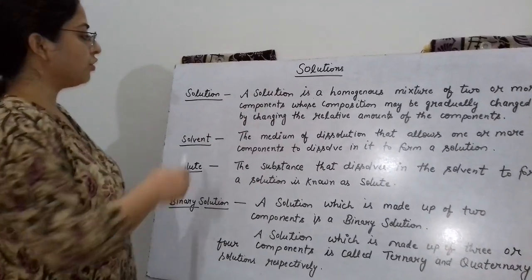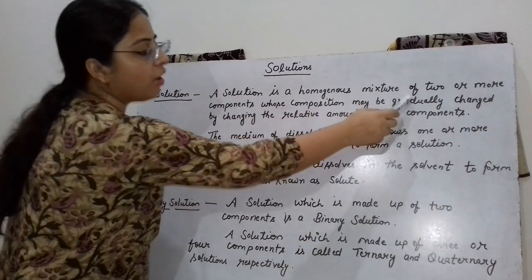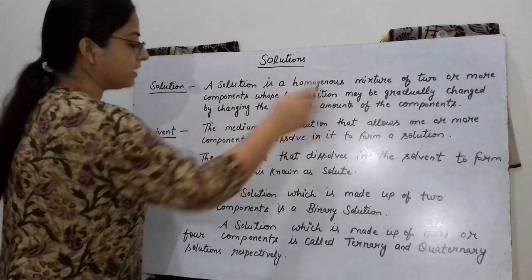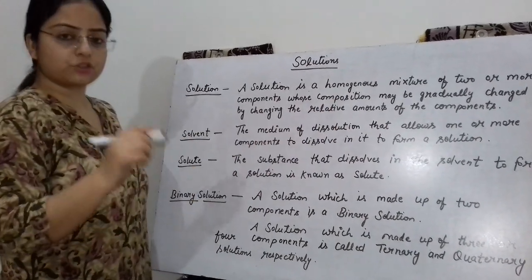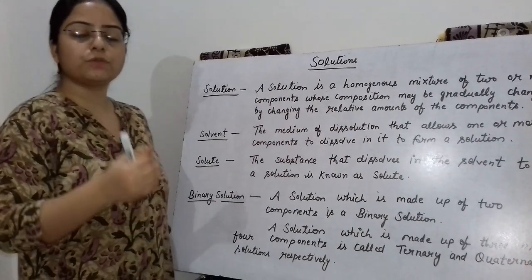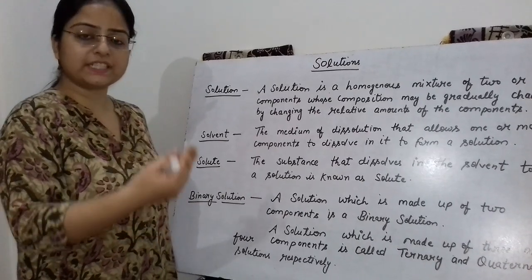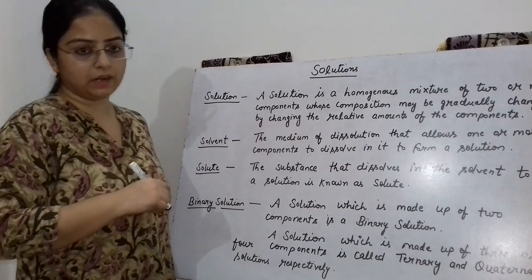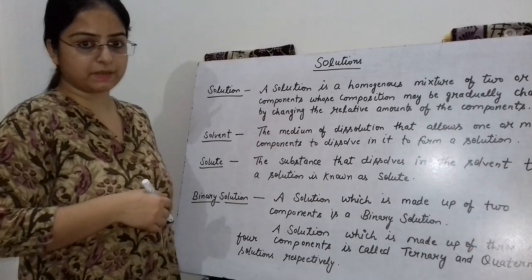So first of all, we should know what a solution is. A solution is a homogeneous mixture of two or more components whose composition may be gradually changed by changing the relative amount of the components. Now, first of all, we should know what a homogeneous mixture is. A homogeneous mixture is a mixture in which the proportion of its different components remains the same throughout its sample. For example, sugar solution in water is a homogeneous mixture.